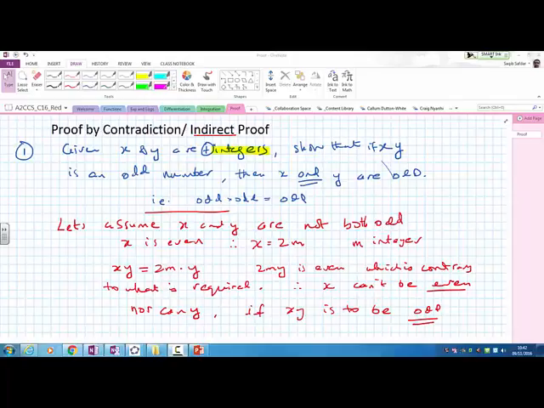Okay, and so therefore what I've essentially said indirectly is that if that condition doesn't hold, then it can't be odd. It leads to an absurdity, the whole thing doesn't work. Therefore, both of them must be odd. So odd times odd would give us an odd.